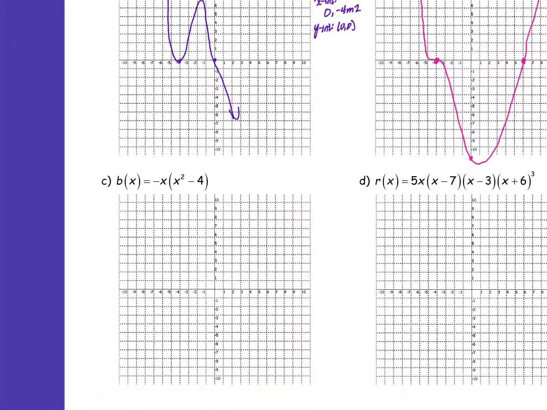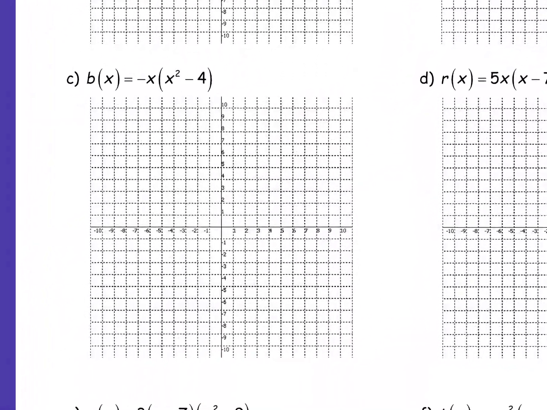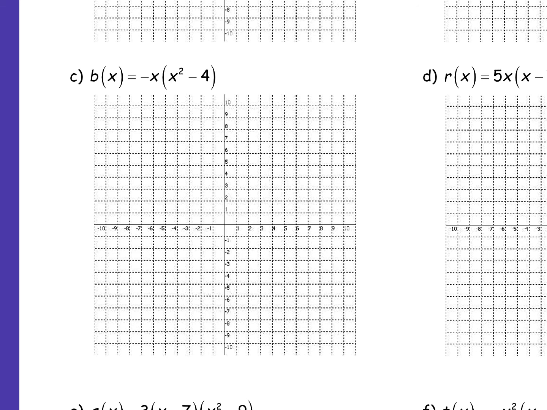And then number C. How are we doing on time? We're doing great on time. Okay.